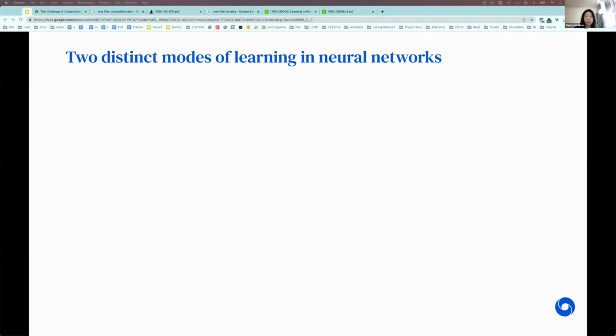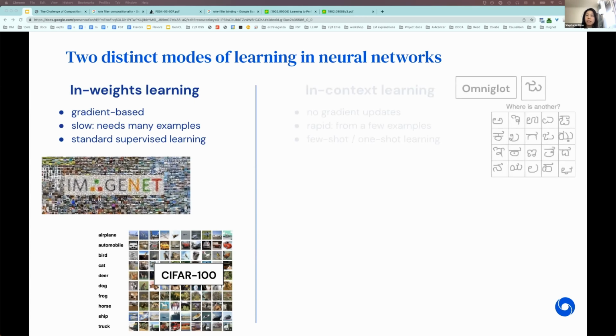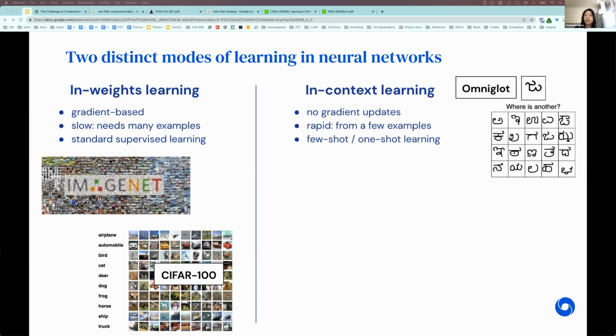So as preface, we have two very distinct modes of learning in neural networks. We have in-weights learning. This is the standard supervised learning that's slow, gradient-based. You need a lot of examples. And then we also have in-context learning. This is rapid. There are no gradient updates, and you can learn, as we've seen, from just a few examples. And hence it's also called few-shot learning, though it's a special case of few-shot learning without gradient updates.